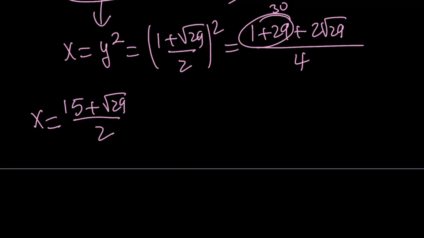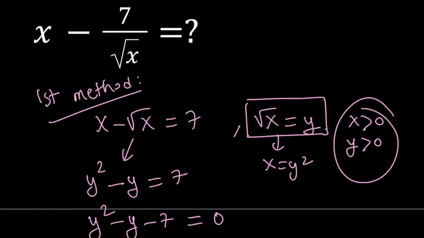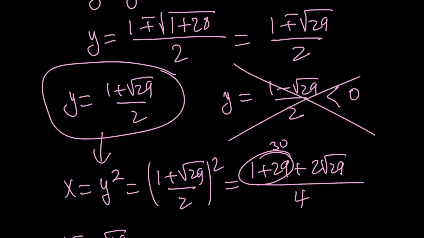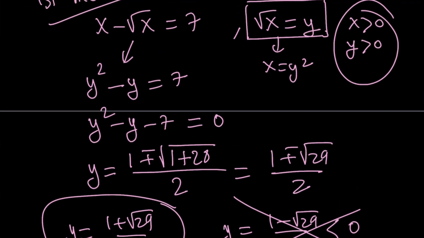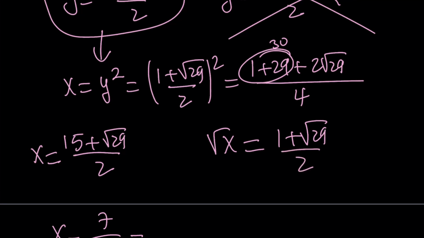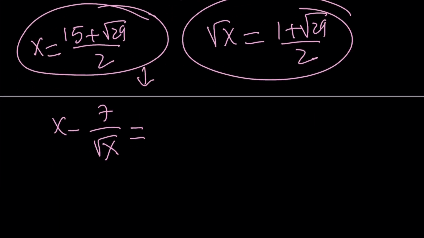So we got the x value. What are we supposed to evaluate? We're supposed to evaluate x minus 7 over square root of x. So I do need to find the value of x minus 7 divided by square root of x. What is the square root of x? Do I know that? Yes. I do know square root of x because that's equal to y. So square root of x is 1 plus root 29 over 2. And this is the value of x, and this is the square root of x. And I can just go ahead and plug those in here.